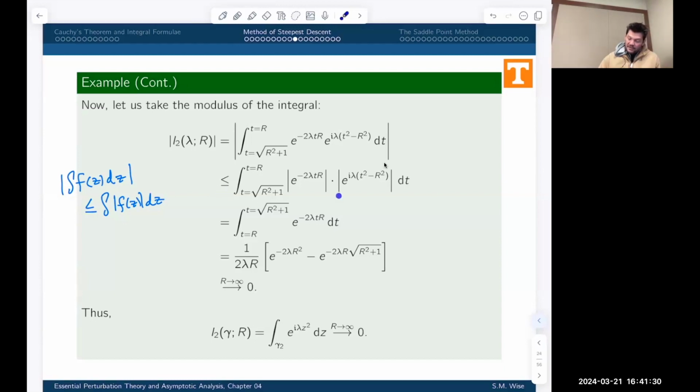But notice that e to the i anything is a number of modulus 1, using what we know from complex analysis, or basically using Euler's formula. The modulus of this is 1, so that goes away. And this guy is already real and positive, so when we take the modulus of that, it's just itself.